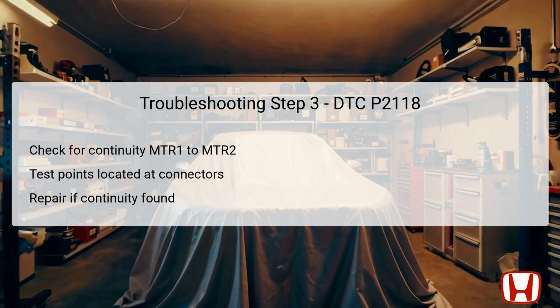Focus on test point 1, located at female terminal number 1 of throttle body 6P connector, and test point 2 at female terminal number 2 of the same connector. Measure continuity between these points. If continuity is detected, it indicates a short in the MTR1 wire to the MTR2 wire that requires repairs. Careful inspection and repairing of any short circuits between these wires are crucial in restoring normal signal processing. If there is no continuity, proceed to the next troubleshooting step.